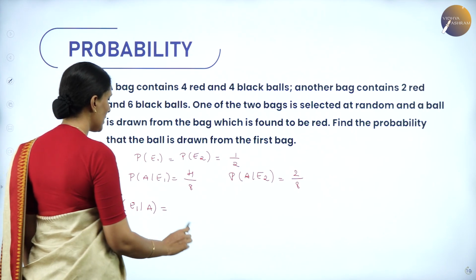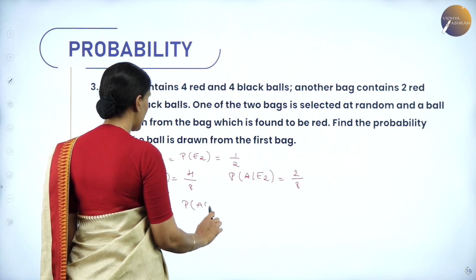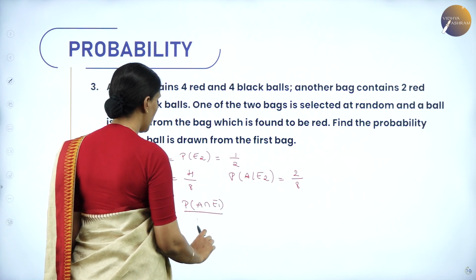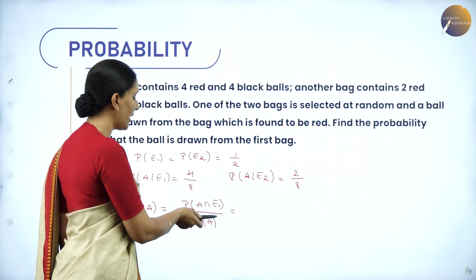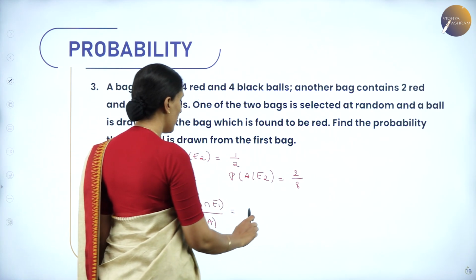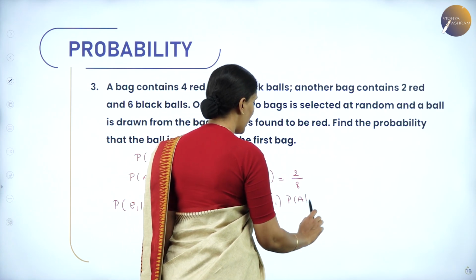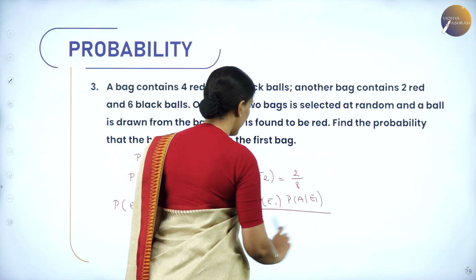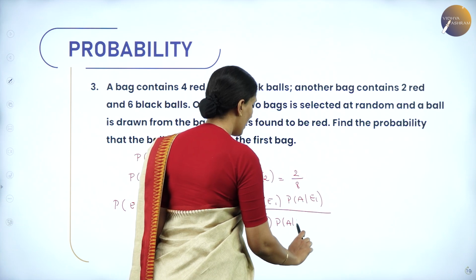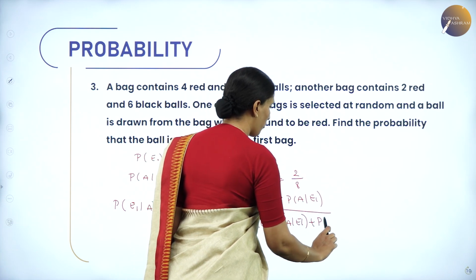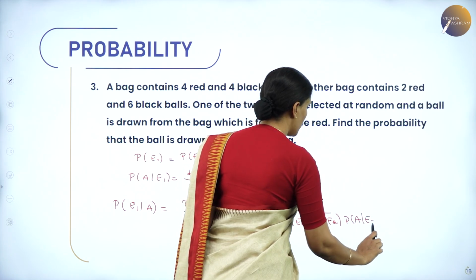So this can be written as again probability of A intersection E1 divided by the total probability of A. Again, using the concept of the multiplication theorem and total probability, we can write this as P of E1, P of A given E1, whole divided by the total probability: P of E1, P of A given E1 plus P of E2, P of A given E2.